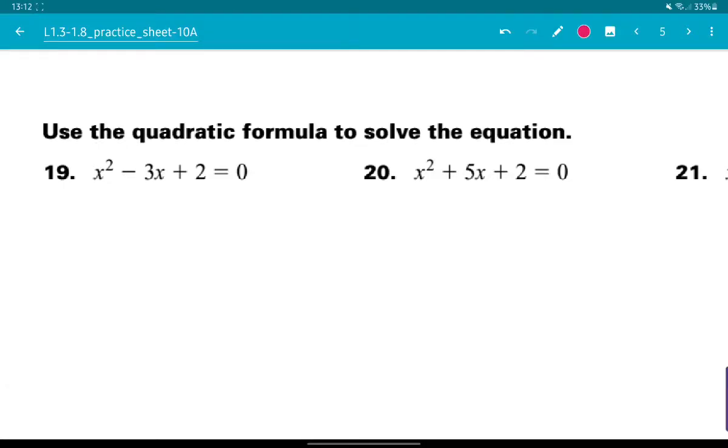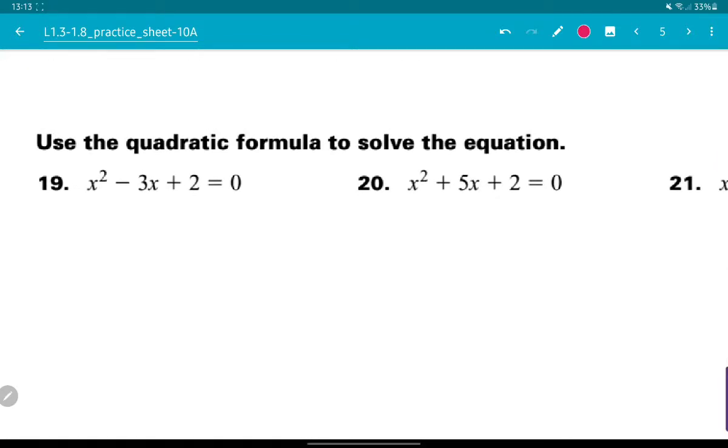Guys, in this video I'll explain to you lesson 1.8 and also a part of the revision sheet, the last 2 pages. Okay, lesson 1.8 is talking about the quadratic formula. We use this quadratic formula to solve types of quadratic equations that we cannot factorize easily. So you can use this formula to find the solutions of the quadratic equation.